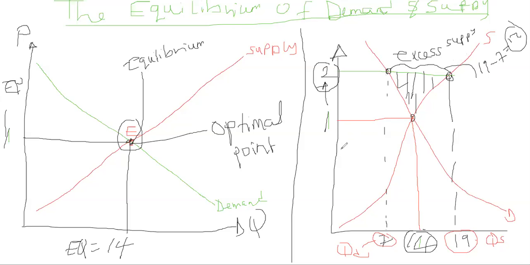This excess supply, in some books you will see surplus. So it's the same thing. The excess supply or surplus just means that we are operating above the equilibrium price. And because of that, the supply is greater than the demand. But another possibility is we could be operating below it also.